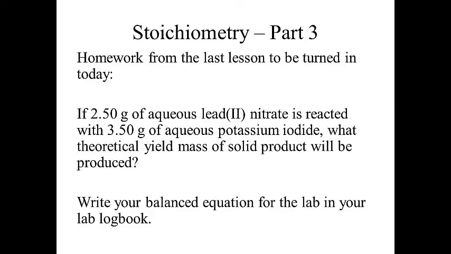And the question is, if 2.50 grams of aqueous lead(II) nitrate reacts with 3.50 grams of aqueous potassium iodide, what mass of precipitate will be produced? And so what we're asking you for essentially is a theoretical yield. Precipitates are the solids you form, or when you write a balanced equation, when you break the products, the solid will be a precipitate if you're in an aqueous environment.